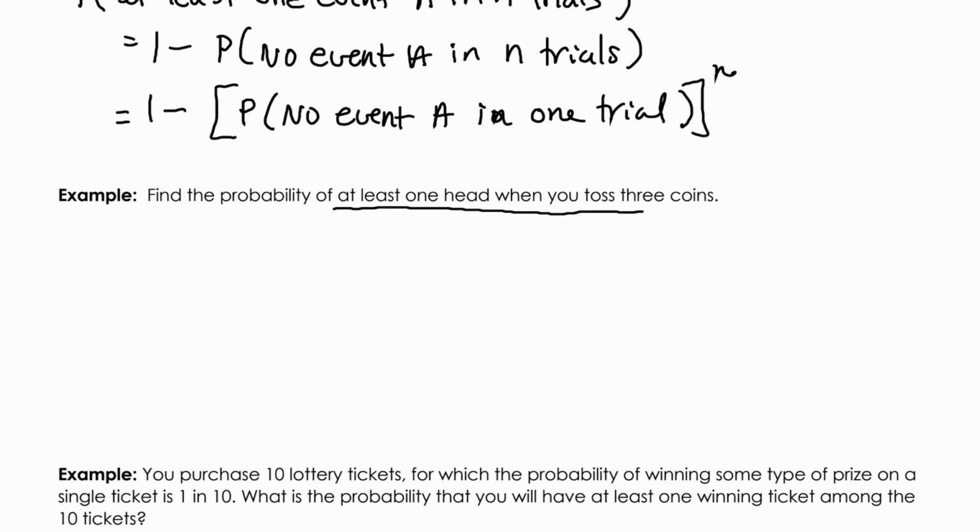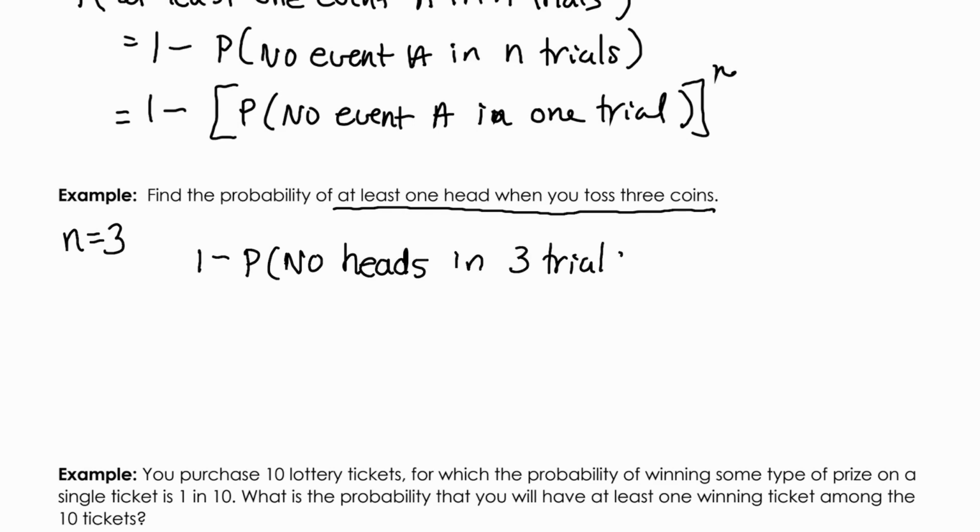In the first example, it says find the probability of at least one head when you toss 3 coins. So the number of trials is 3. You're tossing the coin 3 times. So we can use, in this case, both formulas. I'll show you how to use both of them, and then you can see that they both work out the same. We have enough information to use either one of those formulas. If we use the first formula, I would have 1 minus the probability of no heads in 3 trials.